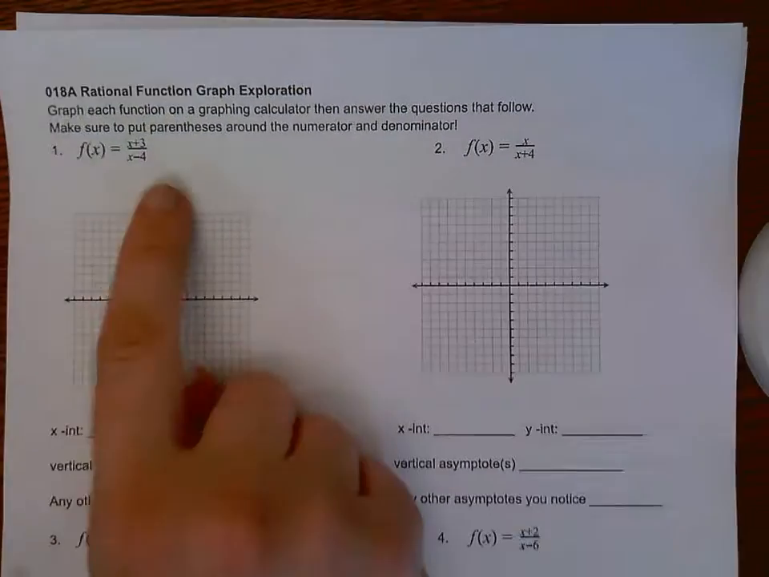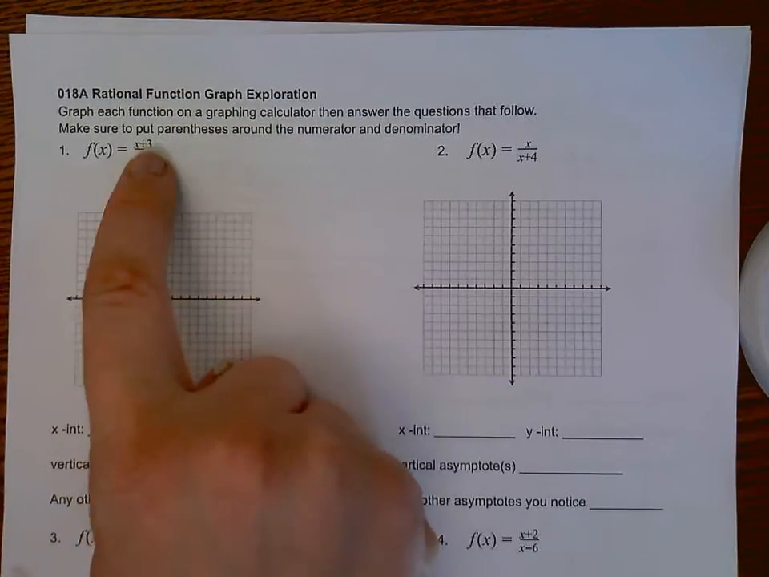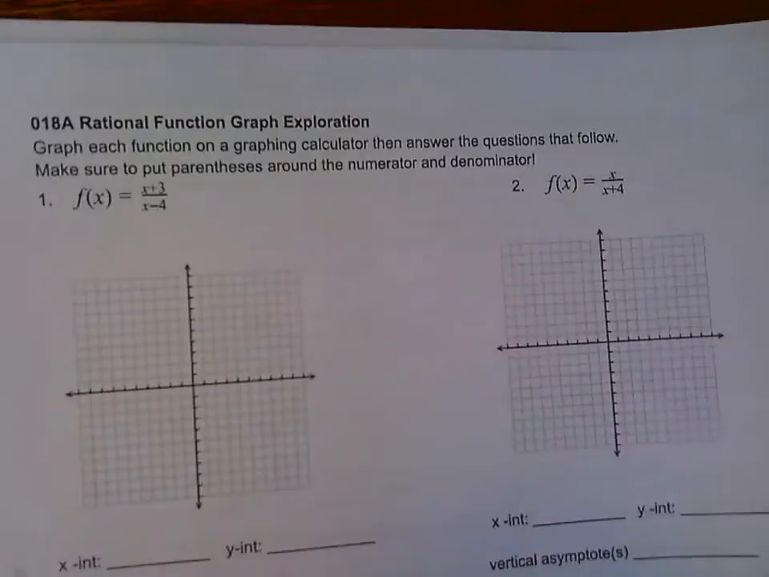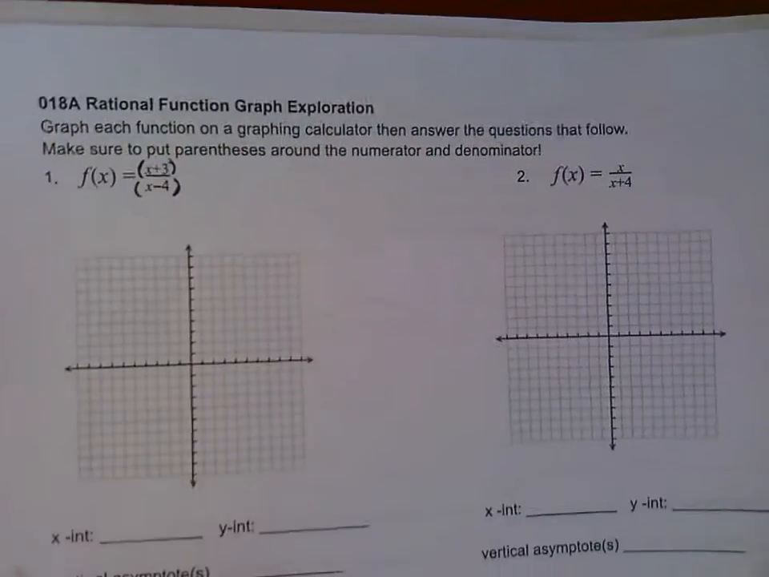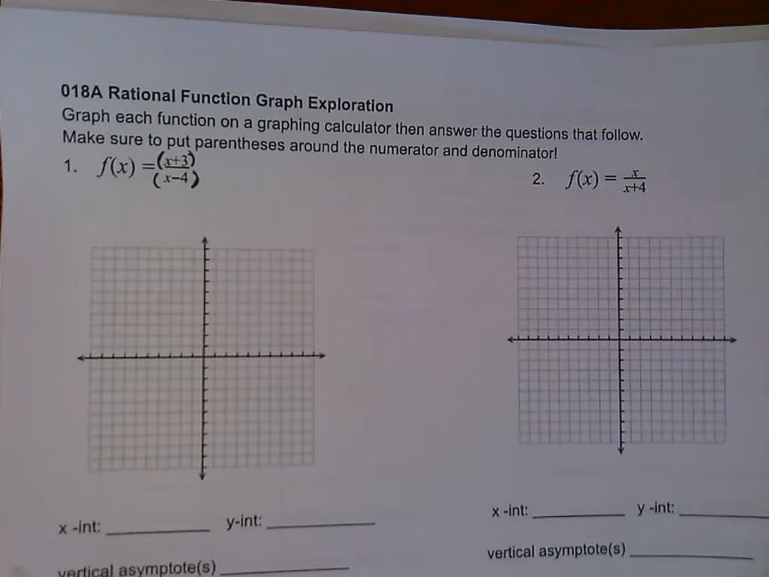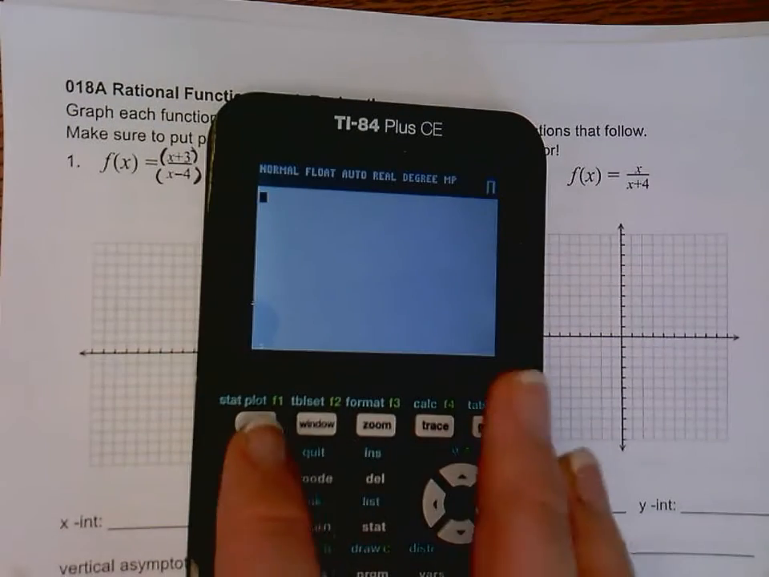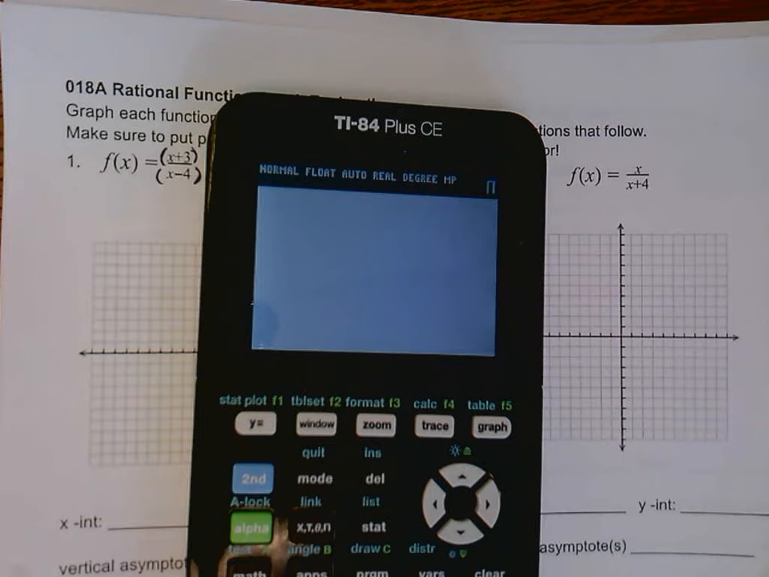I wrote, make sure to put parentheses around the numerator and denominator. So for you to plug this in correctly in your y equals menu, make sure that you put parentheses around the numerator and parentheses around the denominator. If you don't have a graphing calculator, you should be using the one that was at the top of Google Classroom. It's still there. You can install it for free on your Chromebook, so please do that. Or you could use the Desmos app or a graphing app on your phone.